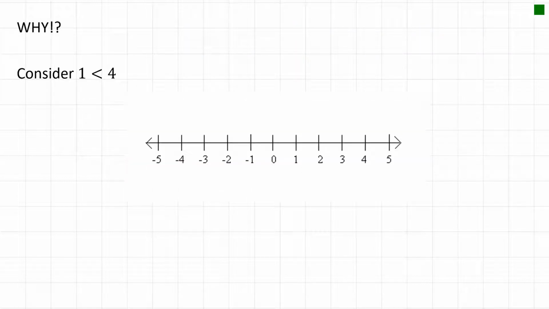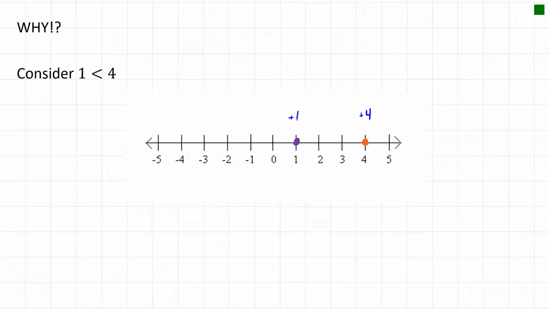But why? Why is it that we need to flip an inequality when we multiply or divide by a negative number? There has to be a reason, and there is. The best way I have found to answer that question of why is to look at a really simple inequality like 1 is less than 4. We know this is true, and we can look at the two numbers on a number line. 1 is definitely less than 4. Here's +1 and +4.